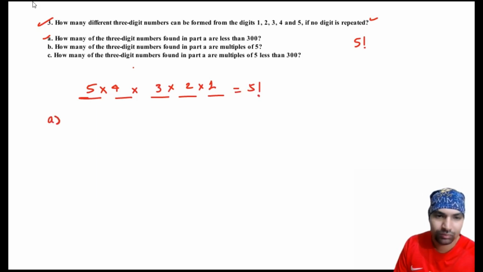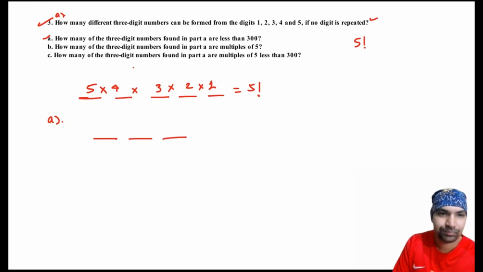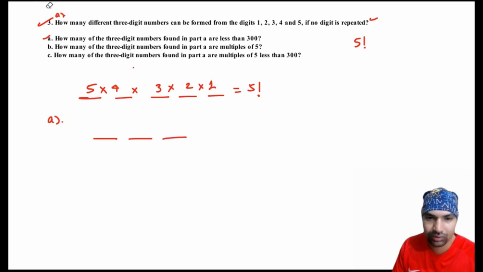Okay. Now moving on to the first question. How many of the 3-digit numbers found in part A are less than 300? So this itself is part A. Less than 300 means what? So again, 1, 2, 3. Okay. So this was 5 factorial for 5 different digits, right?